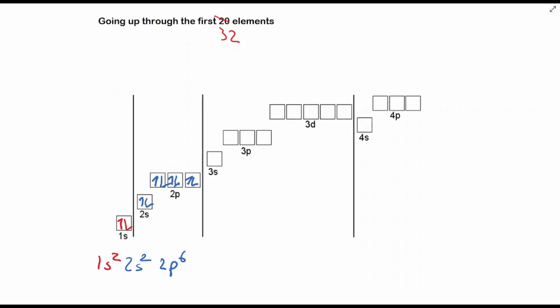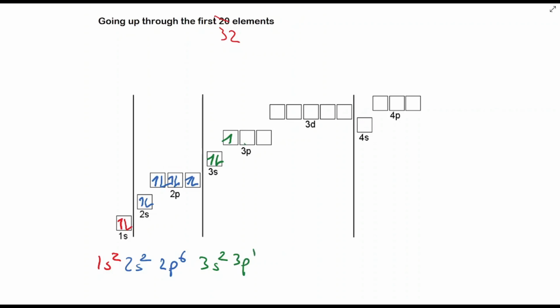When I move up to the 3s, I've got 3s1, which is sodium. That's pretty straightforward. 3s2, which is magnesium. Again, no change here from the previous ones. Now in my periodic table, the next element in period 3 is aluminium. Aluminium is going to be 3p1.